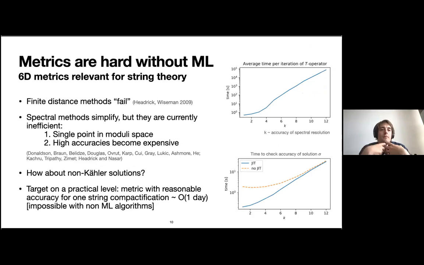People try standard things like finite difference methods. They fail because of the dimensionality of the problem. If you're looking at spectral methods, the situation simplifies. These are all the approaches going under the name of Donaldson's algorithm. The problem with those is that they're currently highly inefficient. In particular, these algorithms evaluate the metric at a single point in moduli space, so if you're interested in something like moduli dependence, this is extremely hard.